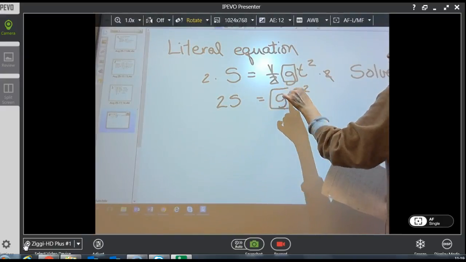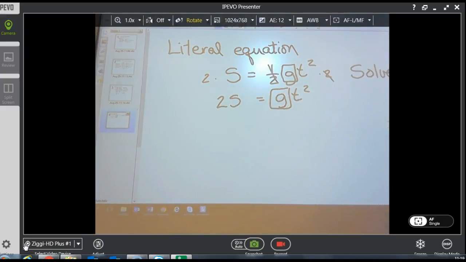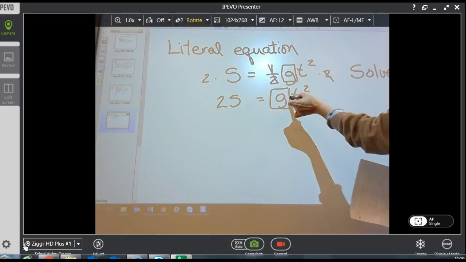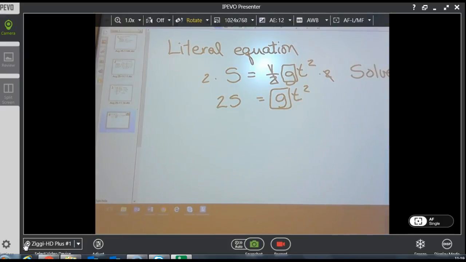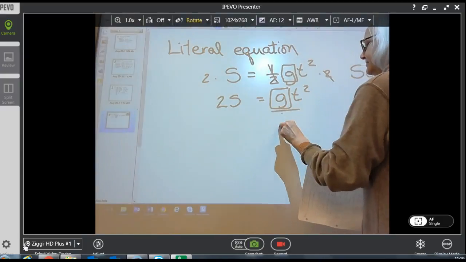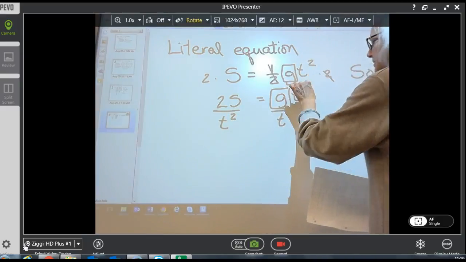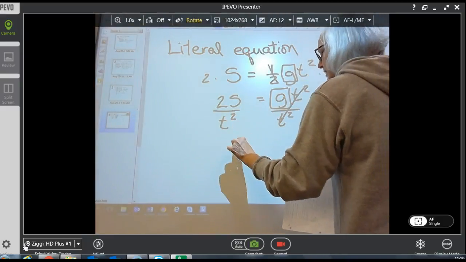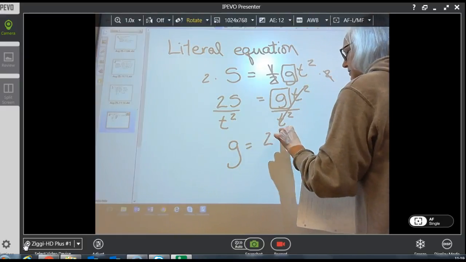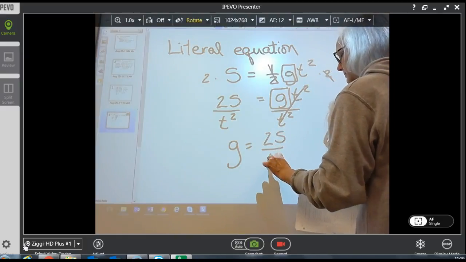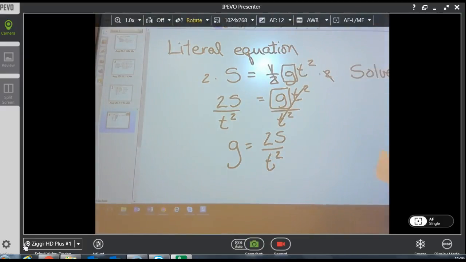Again, I'm leaving the g alone. I have to get rid of the t squared, so nope, I'm just moving it. So what's my sign in between g and t squared? It's multiplication. So the opposite of multiplication is division. So when you're solving an equation, you're always doing the opposite function. So my final answer, I'm just going to rewrite it as g equals 2s divided by t squared, and I am done.